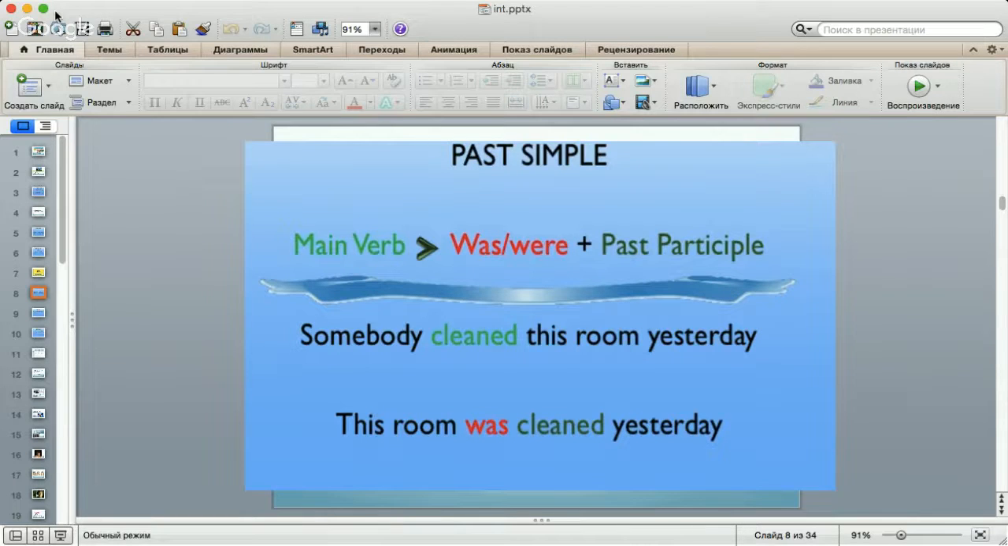Okay. So somebody cleaned this room yesterday. So we don't care who did clean this room. That's why we don't use somebody. We just get rid of it. And we need the object which should go to the first place. So the object here is this room. So this room goes from almost the end of the sentence to the very first position. And now we have this room. And then we need the verb, the transformed one. So we take was plus the past participle of the verb to clean, which is cleaned. And we have got this room was cleaned yesterday.